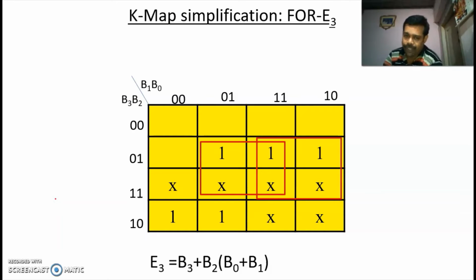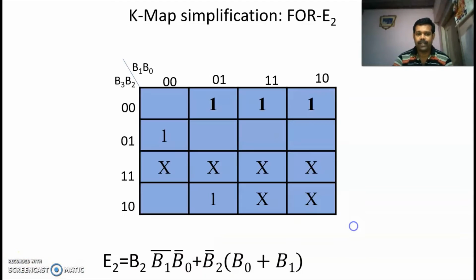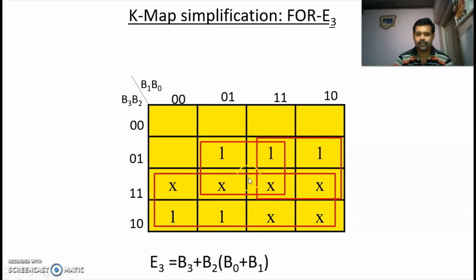From 10 to 15, you have to put don't cares. Now, these are the ones we are grouping and we are writing the expression. These are the 3 groupings. For these 3 groupings, we are writing the expression.